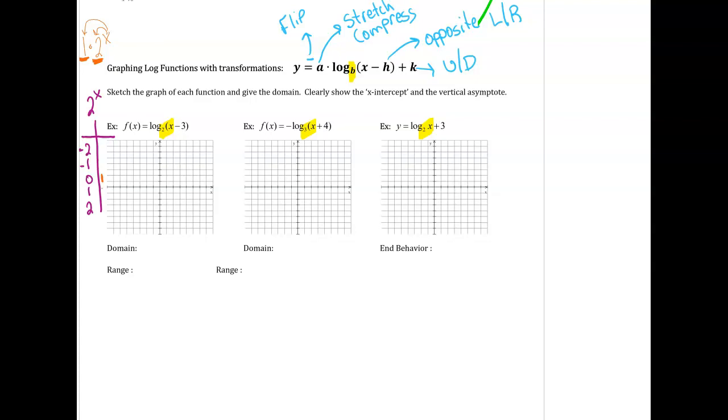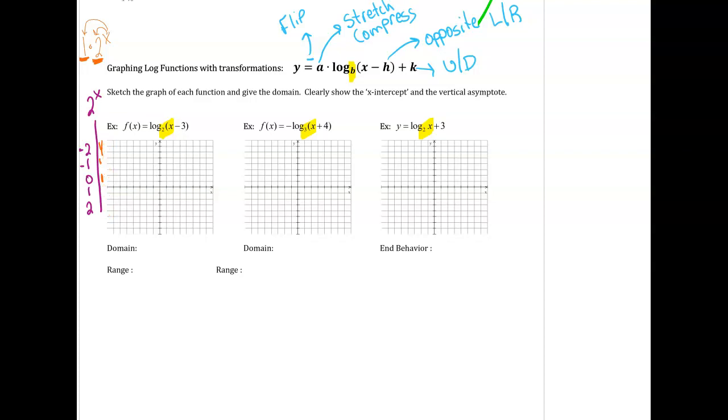So I would just start multiplying by 2. So 1 times 2 is 2, 2 times 2 is 4. And then if I'm multiplying by 2 this way, I would divide by 2 this way to get my 1/2 and 1/4. So that's one way to do it.